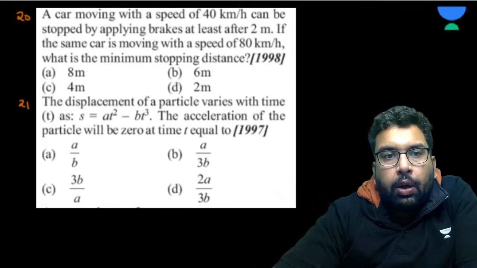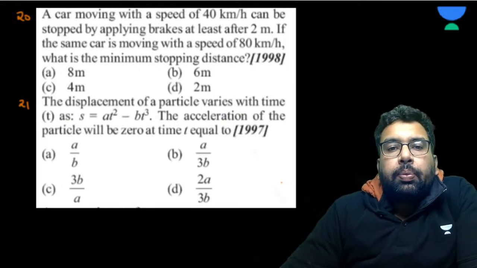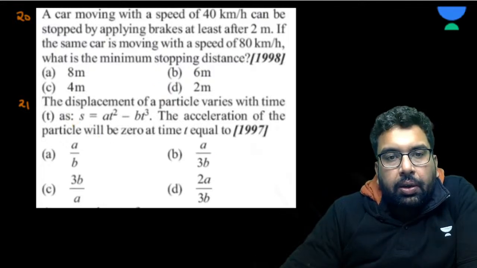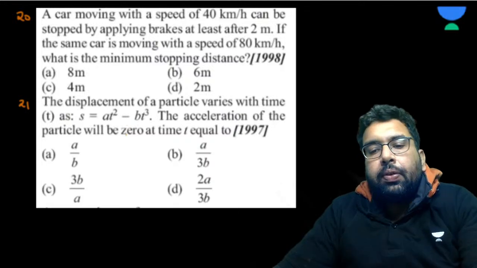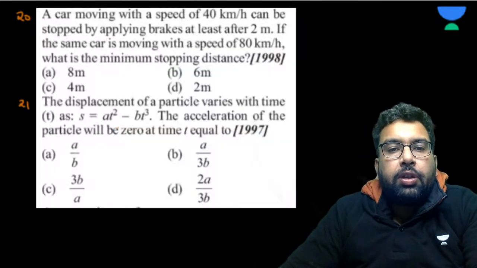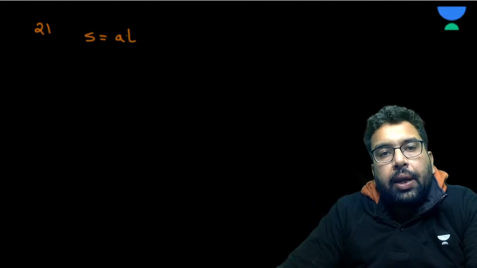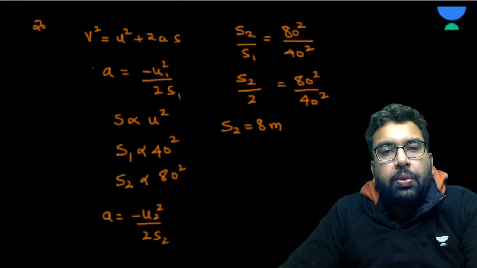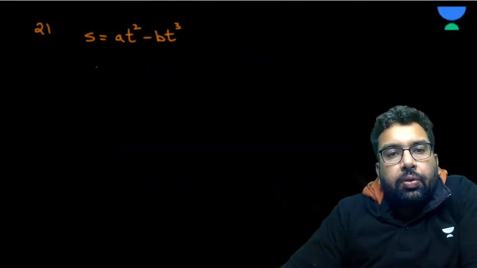Okay, I'll do it now. It says the displacement of a particle varies with time t as s is equal to at square minus bt cube. The acceleration of the particle will be 0 at time t equal to. So we have to do this question. So what is the expression? s is equal to at square minus bt cube, right? So acceleration of the particle will be 0.